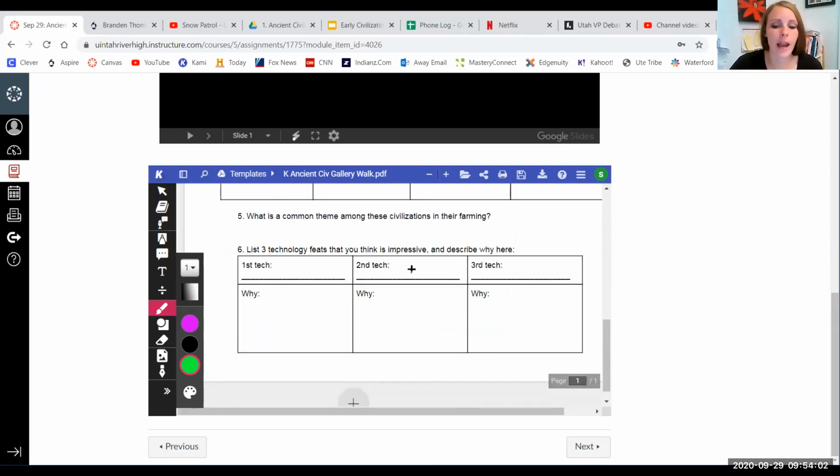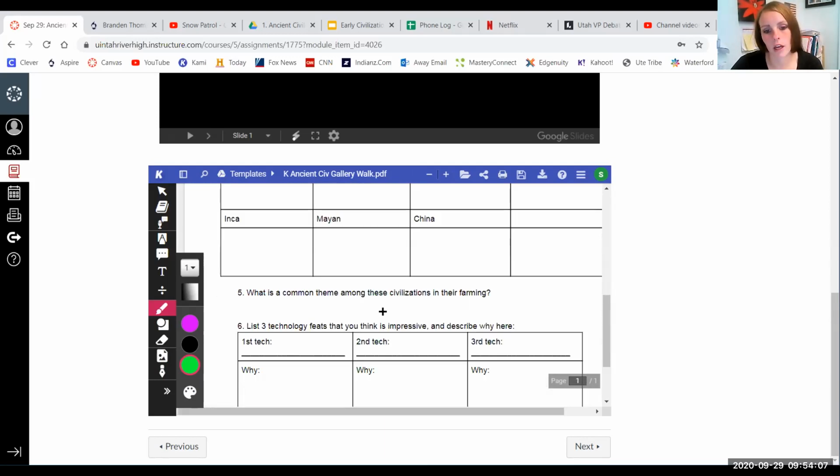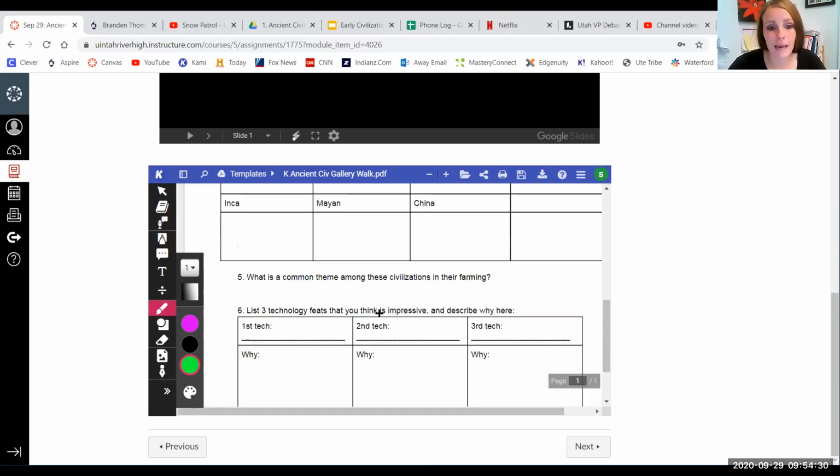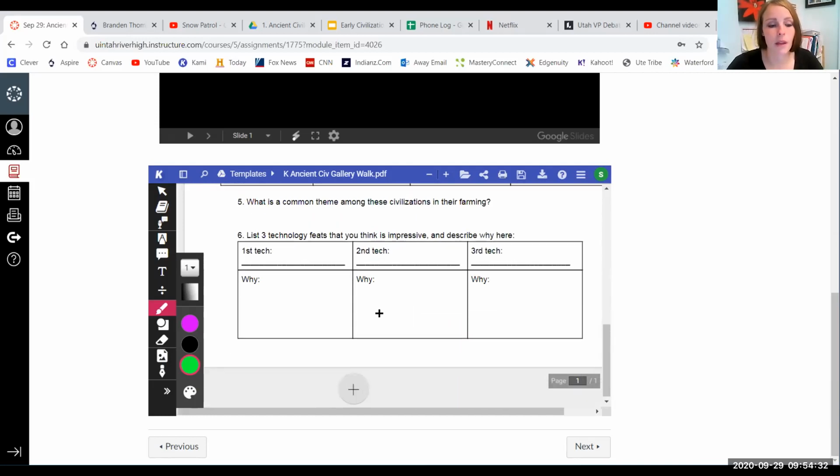And then as we go through, you're going to be going up and down and wandering through this worksheet. You need to find 3 different things that are technology or inventions that you think are impressive. So whatever it is, if I said this is an invention that they had, if you think, oh, that's really cool, then you could put that invention right here and tell me why you think it's impressive. So that's all you're doing for your assignment.